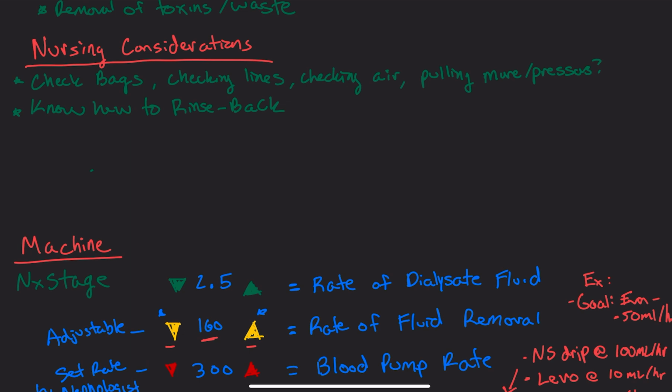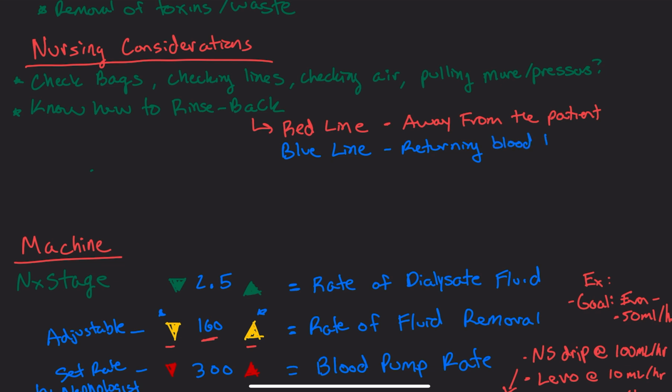So when you rinse back, it's important to know. With this, you'll have a red line and a blue line going to the patient's HD catheter. The red line is pulling away your arterial line, right? You're pulling blood away from the patient, whereas your blue line is returning blood to the patient.